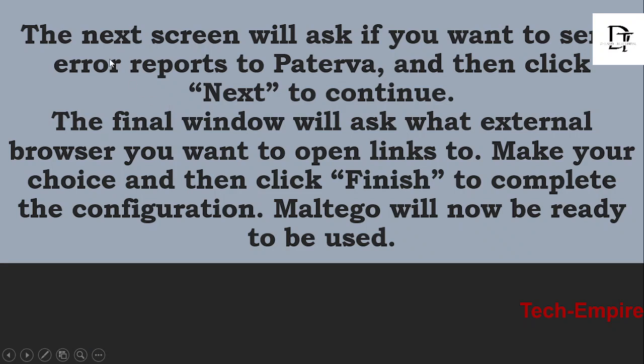Then you click next. The next screen will ask if you want to send an error report to Paterva. Just forget about that. Paterva is their own end. And then click next to continue. The final window will ask you, if you wish, to click yes or no, that is, whether you should send any error reports, but it's always better to send them. Just click next. The final window will ask what external browser you want to open links in. So make sure you choose the correct one and click finish to complete the configuration. Now Maltego will be ready to be used.